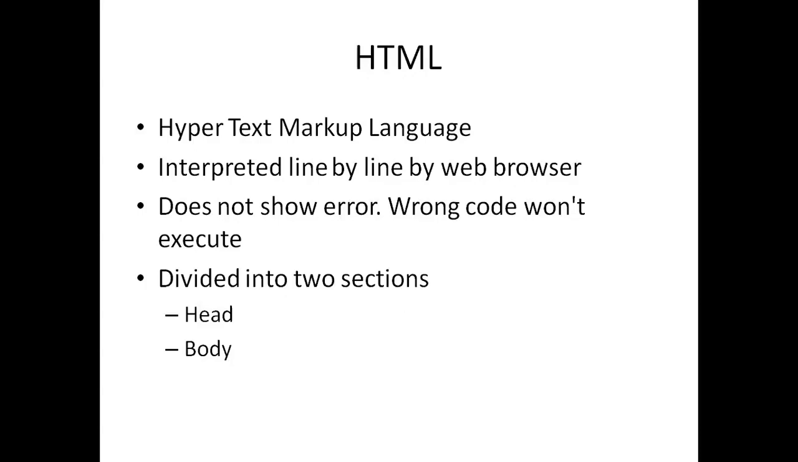It is interpreted line by line by the web browser. There is a pre-built interpreter in every web browser that reads the code written in HTML and displays the output on the web page. HTML does not show an error if the code is wrong. It won't execute, but it will not show you an error.